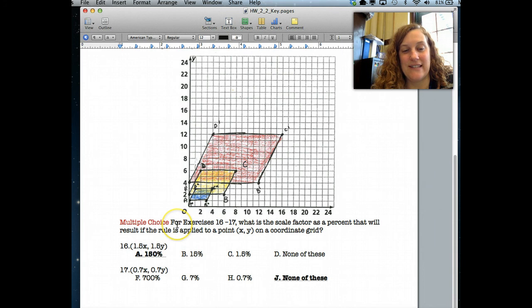For exercises 16 through 17, what is the scale factor as a percent that will result if the rule is applied to a point (x, y) in the coordinate grid? So this is where I talked about how you can take the number that you're multiplying the x by and turn it into a percent. So if you had 2x, 2y, then it'd be 200%. In this case, we have 1.5x, 1.5y. So 1.5 times something, you move the decimal 2 places to the right, so that'd be 150%. Next, 7/10x, 7/10y. Again, 7/10 is 70 hundredths, which would be 70%, and that's not actually a choice in this list, so that would be J, none of the above.